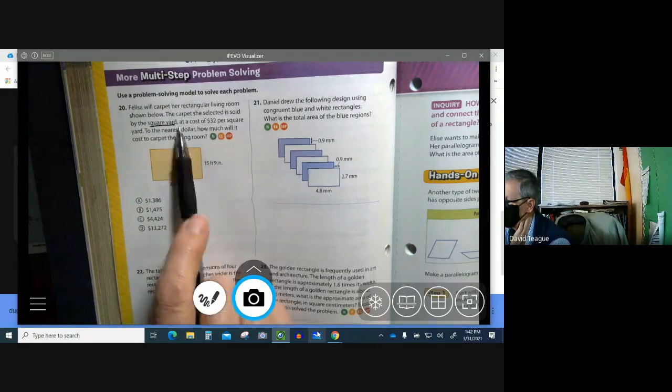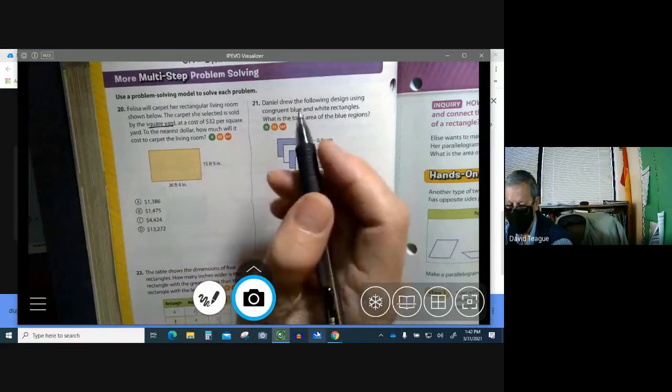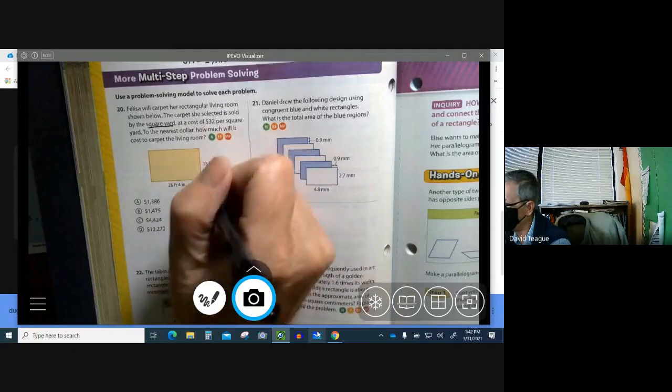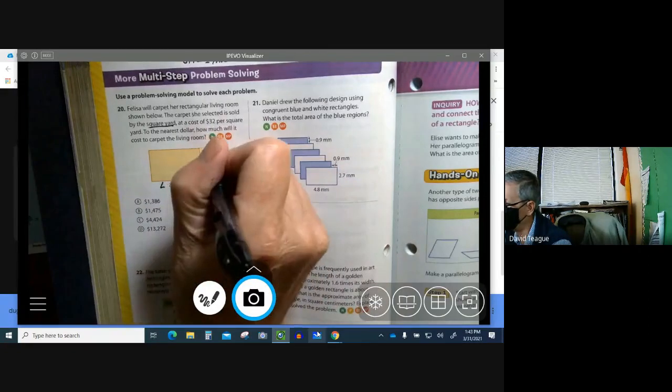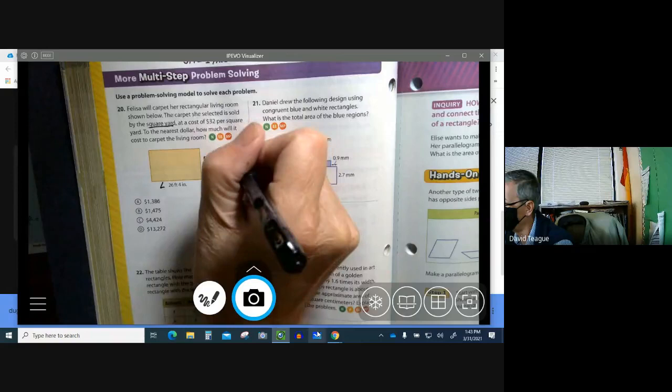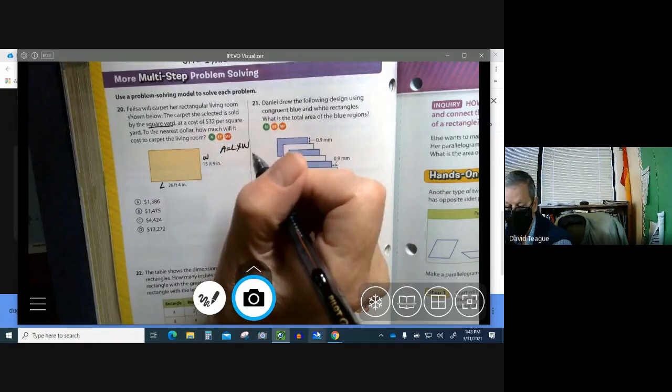So this is how we're going to set this up. We have our length times our width. We know that area is equal to length times width, right?